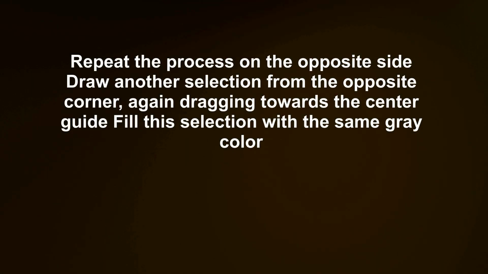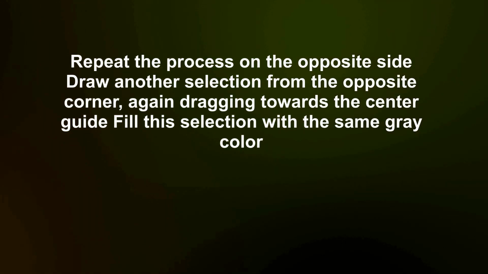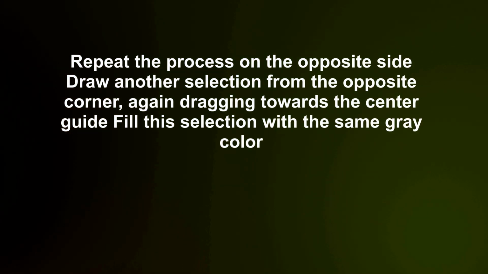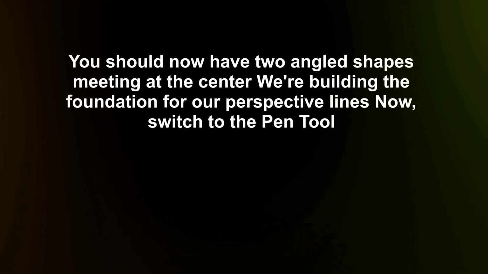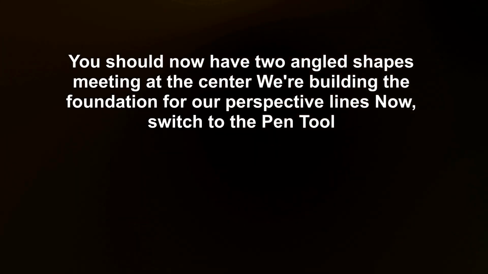Repeat the process on the opposite side. Draw another selection from the opposite corner, again dragging towards the center guide. Fill this selection with the same gray color. You should now have two angled shapes meeting at the center. We're building the foundation for our perspective lines now.